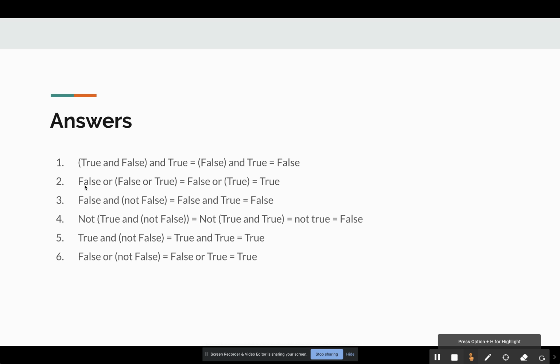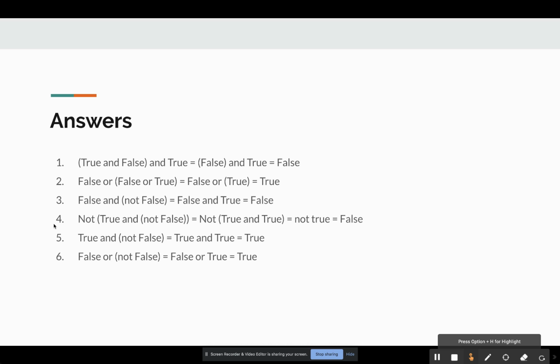The second one is false or (false or true). Now we know false or true evaluates to true, and then false or true evaluates to true. Now the third example, false and (not false). Now let's remember, not false is just true, and then false and true is simply false.